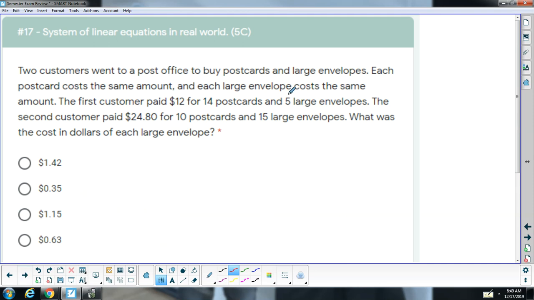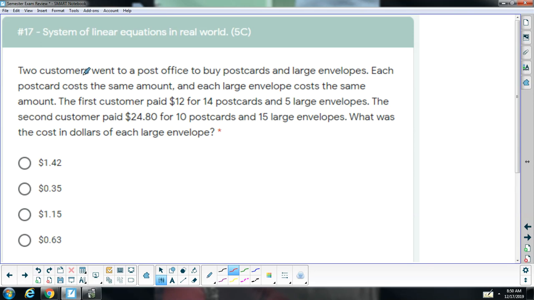Two customers went to a post office to buy postcards and envelopes. The postcards cost the same amount, and each large envelope cost the same amount. The first customer paid $12 for 14 postcards and 5 envelopes. The second paid $24.80 for 10 postcards and 5 envelopes. What is the cost in dollars of each large envelope?